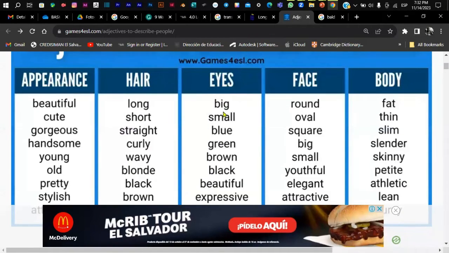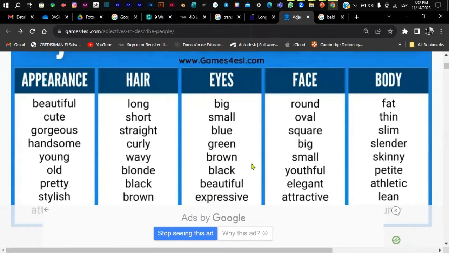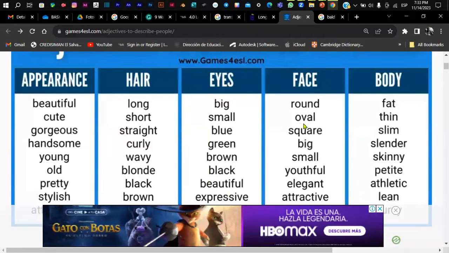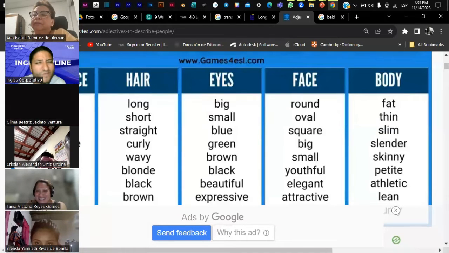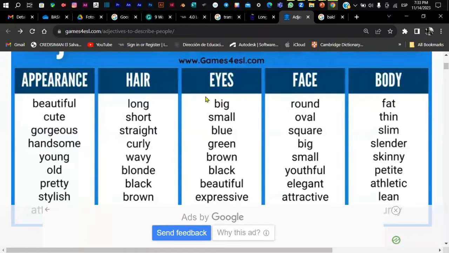Eyes. You can use adjectives: big, small. The colors are important. Beautiful, expressive eyes. Face. Describing the face, what adjectives can you use? Round. Oval. Square. What is a square face? Cuadrada, yes. Do I have a square face? How is my face? What is the description of my face? Round, oval, square, big. Oval. Yes, it is oval. I have an oval face, correct.